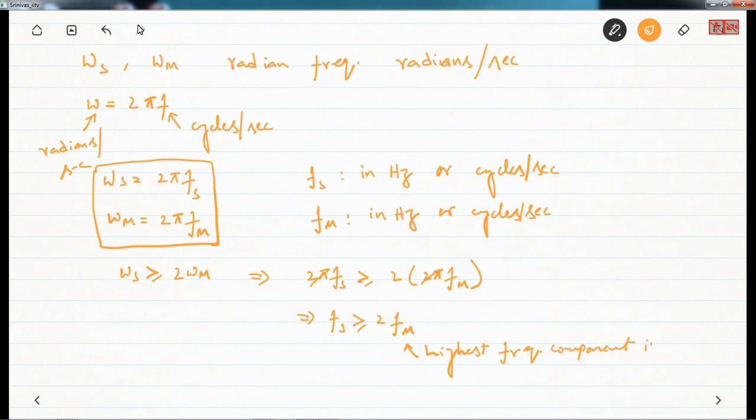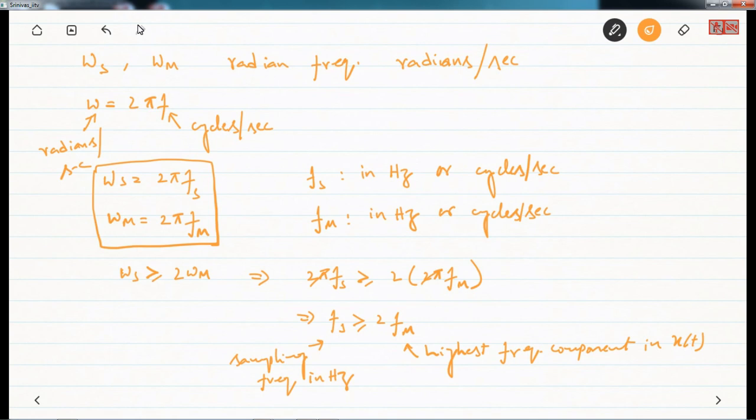Highest frequency component in your continuous time signal x of t, and this is the sampling frequency. Sampling frequency in hertz. Say if you are asked that there is a continuous time signal which has a highest frequency of 100 hertz, what should be its minimum sampling frequency? So the minimum sampling frequency should be 2 into 100 hertz, that should be equivalent to 200 hertz.